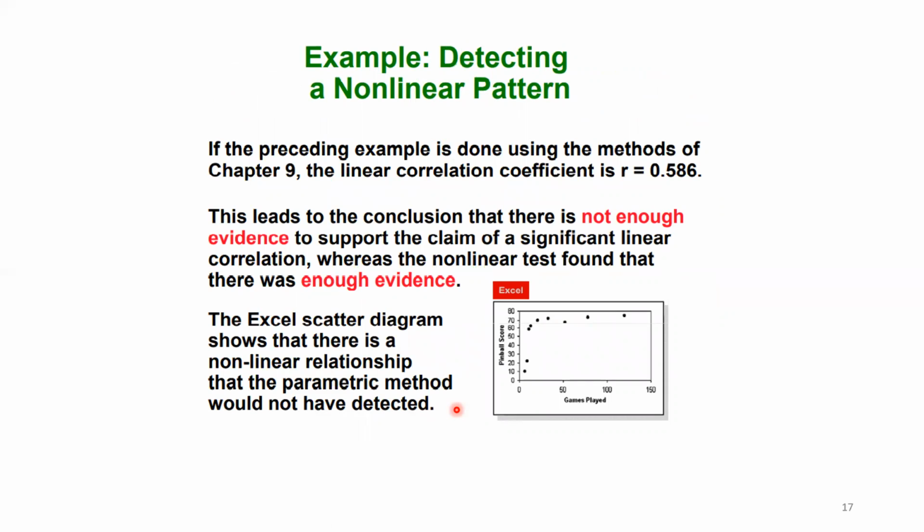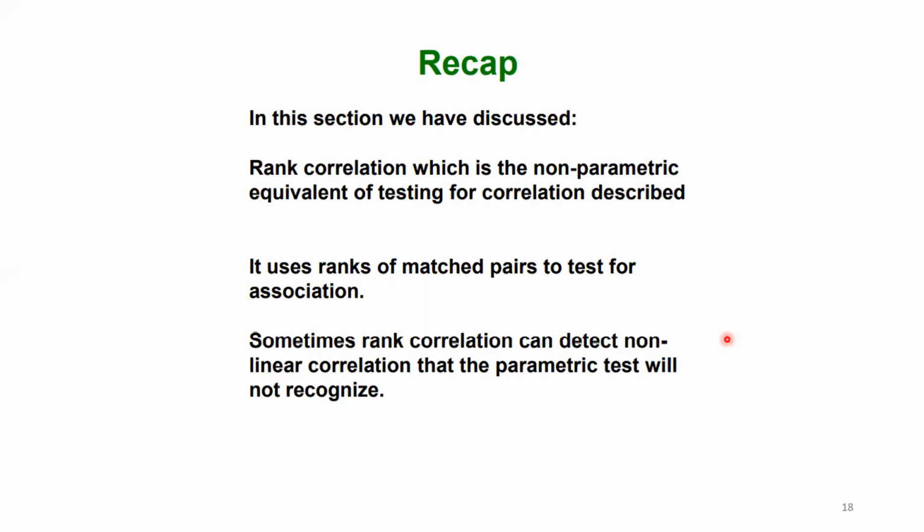And the nonlinear pattern: if we cannot draw a straight line along the dots in our scatter plot, we can say it's a non-normal distribution. So these are the things I needed to discuss with you. I think it's easy to make calculations for the rank correlation test. Okay, this is the end of the lecture.